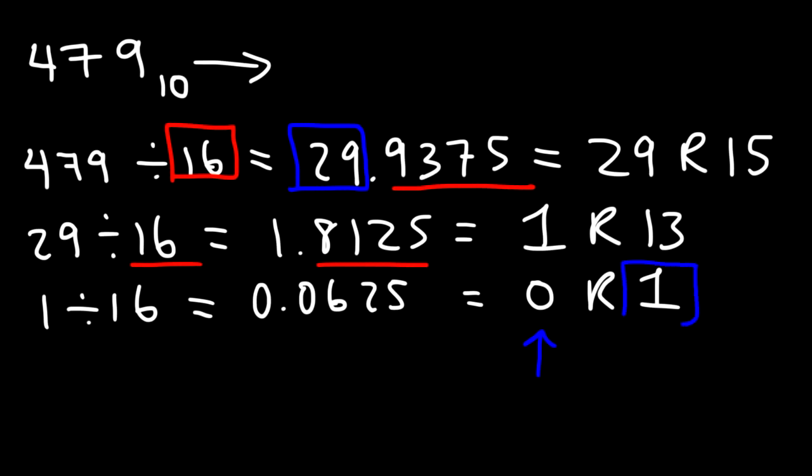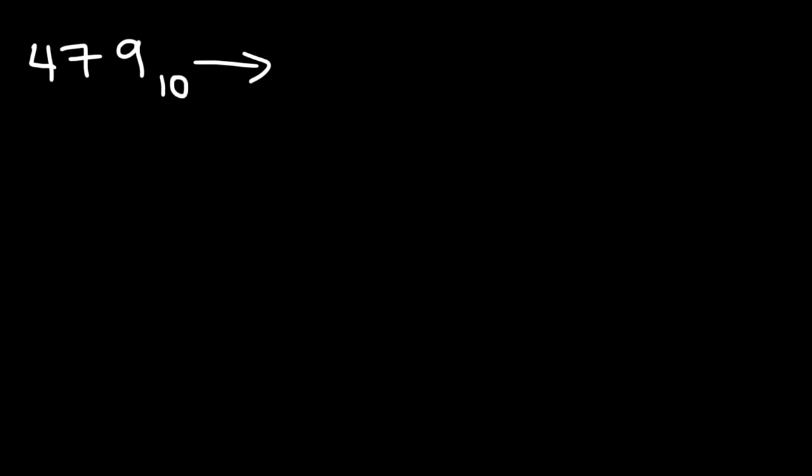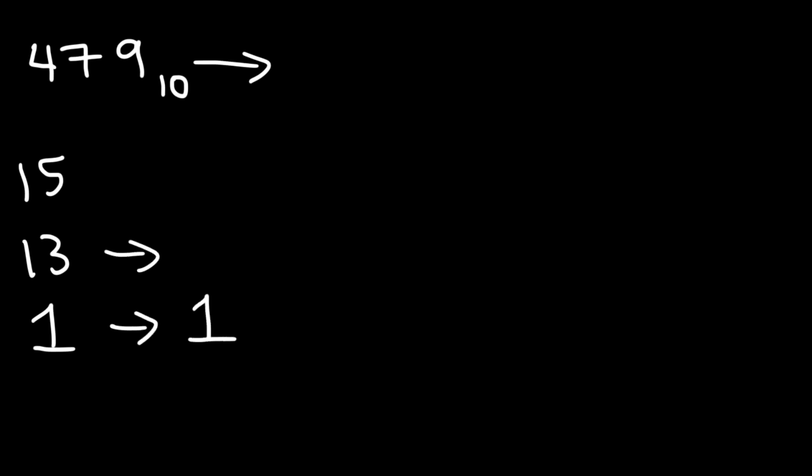So focus on these numbers, 1, 13, and 15. I'm going to rewrite it, but let me get rid of this stuff first. So we had 1, 13, and 15. So the remainders, you want to convert them to hexadecimal numbers. 1 as a decimal is 1 as a hexadecimal. And based on the chart that we wrote earlier, 13 corresponds to D and 15 corresponds to F.